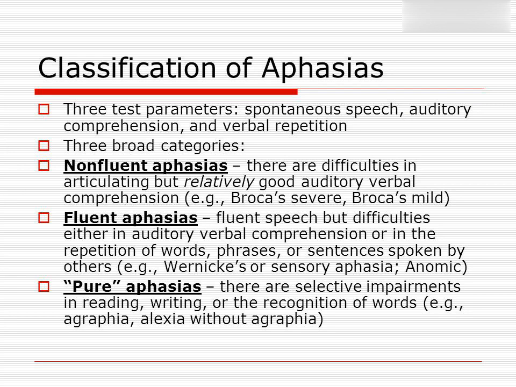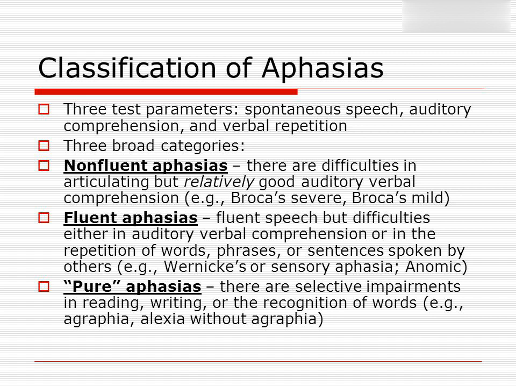Classification of aphasias. 3 test parameters: spontaneous speech, auditory comprehension, and verbal repetition. 3 broad categories. Non-fluent aphasias: there are difficulties in articulating but relatively good auditory verbal comprehension, for example Broca's severe, Broca's mild. Fluent aphasias: fluent speech but difficulties either in auditory verbal comprehension or in the repetition of words, phrases, or sentences spoken by others, for example Wernicke's, or sensory aphasia, anomic.